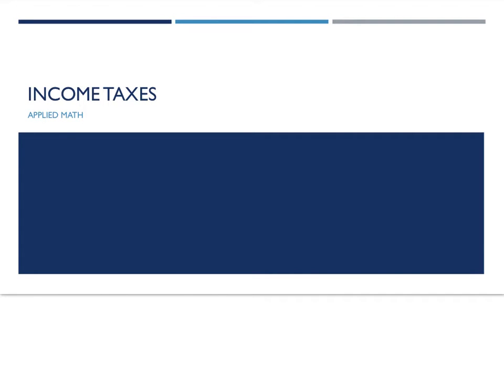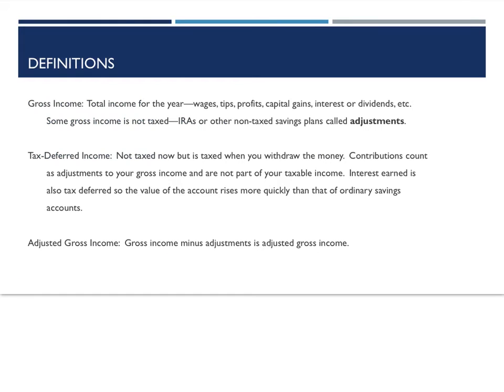It is the season to be talking about income taxes. Some definitions. Your gross income is the total amount of income for the year. That's everything that you gain. It's from your wages, it's from tips, it's profits from selling stuff. It's interest that you get on any interest-bearing accounts, dividends from stocks.